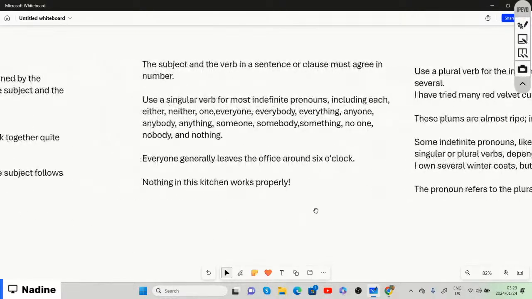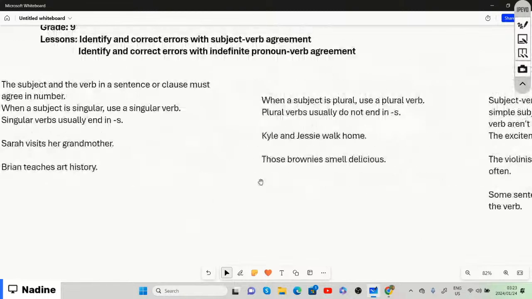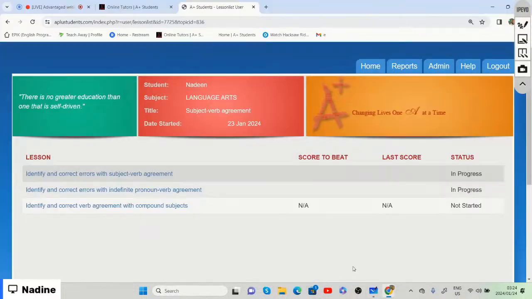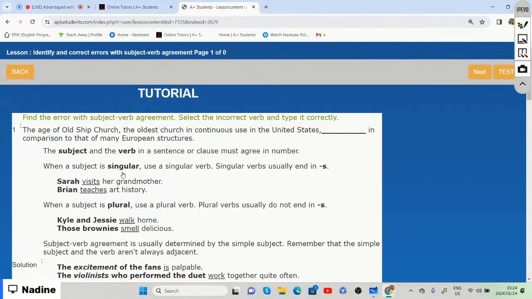All right. And we are doing our tutorial lesson on aplusstudents.ca. Right, so we're going to continue our tutorial lesson on aplusstudents.ca. And we see that our chapter is subject-verb agreement. And the first lesson that we are focusing on is to identify and correct errors with subject-verb agreement.